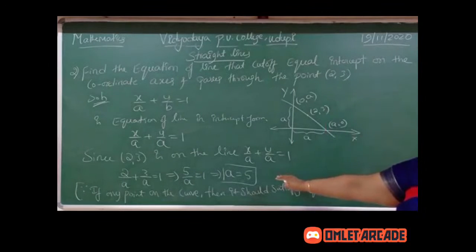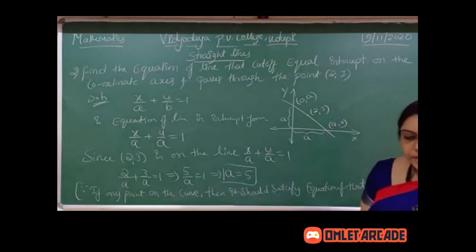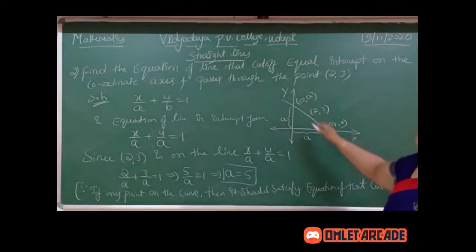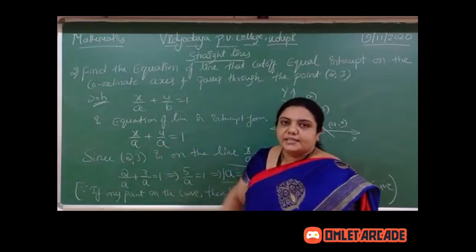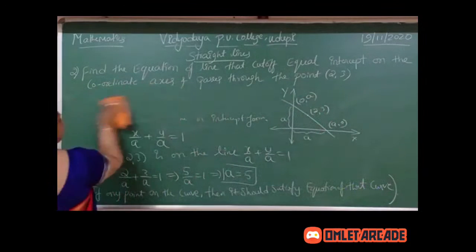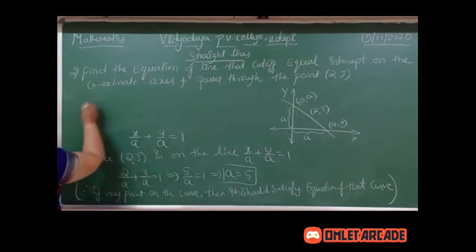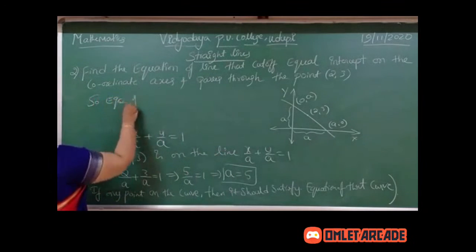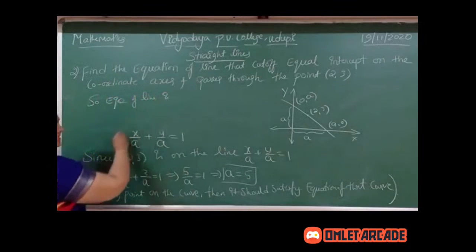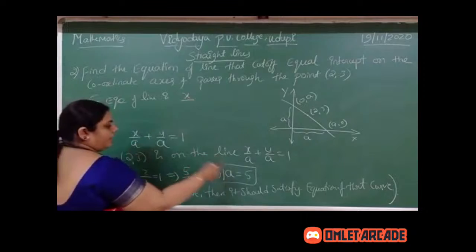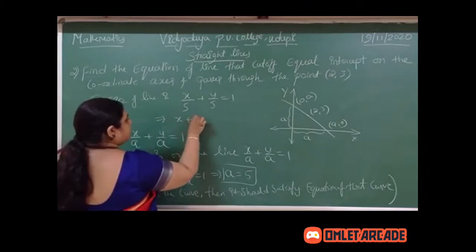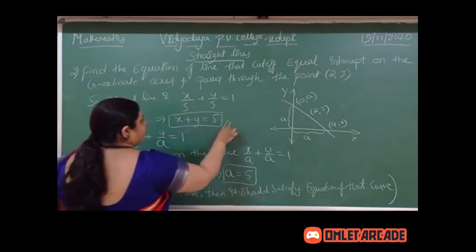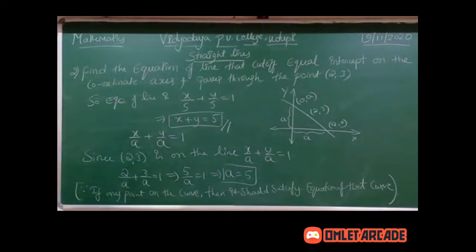Now finally I have a value. a is what? 5. But still I need to find the equation of the line, isn't it? Once you substitute the a value here, you will get the required equation. We'll conclude it. So, the equation of the line is, see, this is the line, right? x by 5 plus y by 5 is equal to 1, which implies x plus y is equal to 5. This is the equation of the line, isn't it?